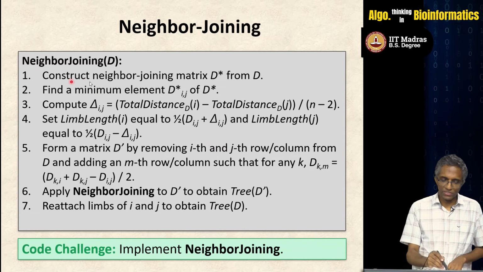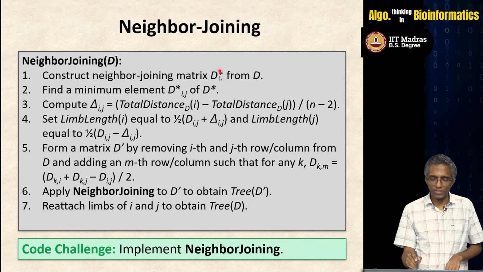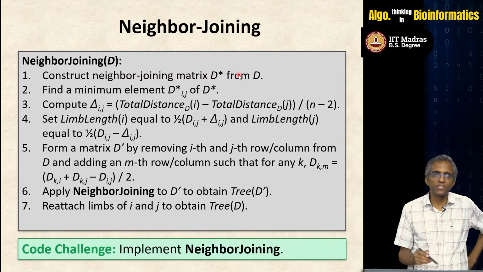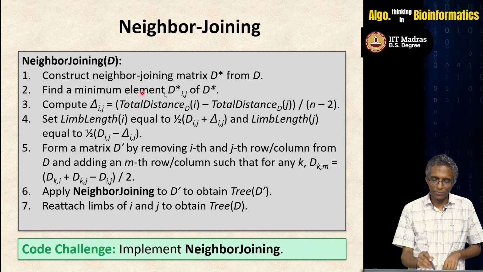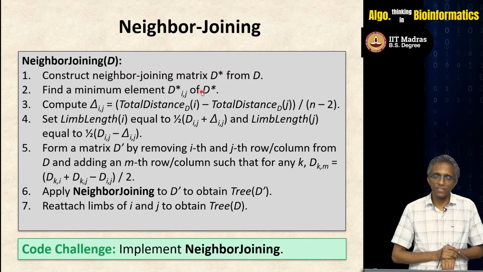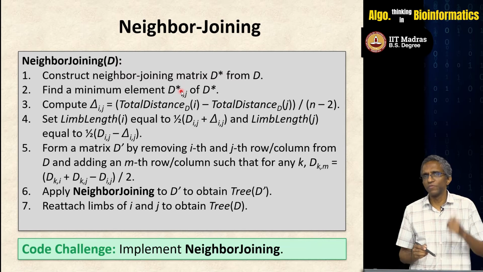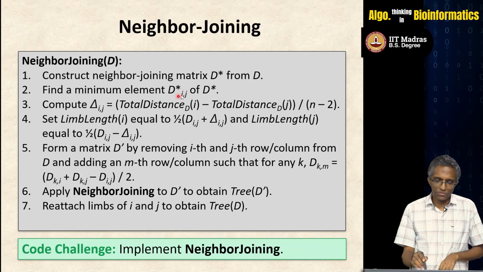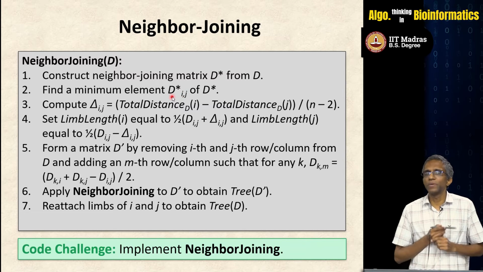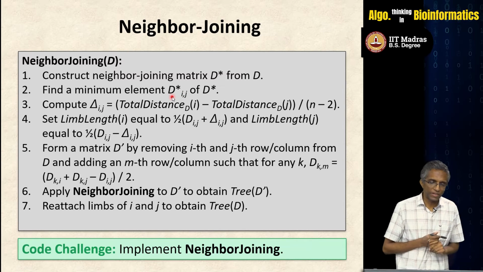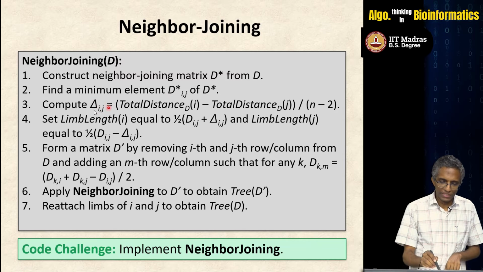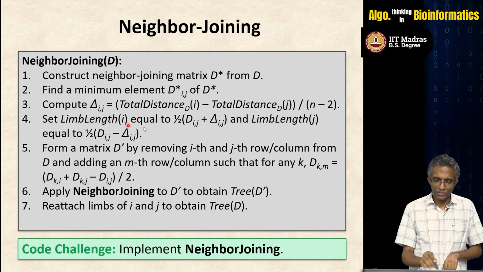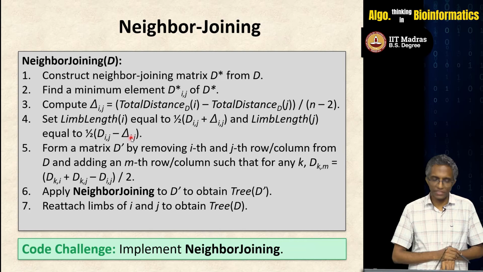You have constructed neighbor joining matrix D star from D. So, that is your first step, you construct that, then you find the minimum element D star i j of D star, right. If there are multiple minimum elements, you just choose one of them, and you know that will be a cherry according to the neighbor joining theorem, right. So, then you can compute this delta i j, and then you can set your limb lengths to be half of d i j plus delta i j and half of d i j minus delta i j.